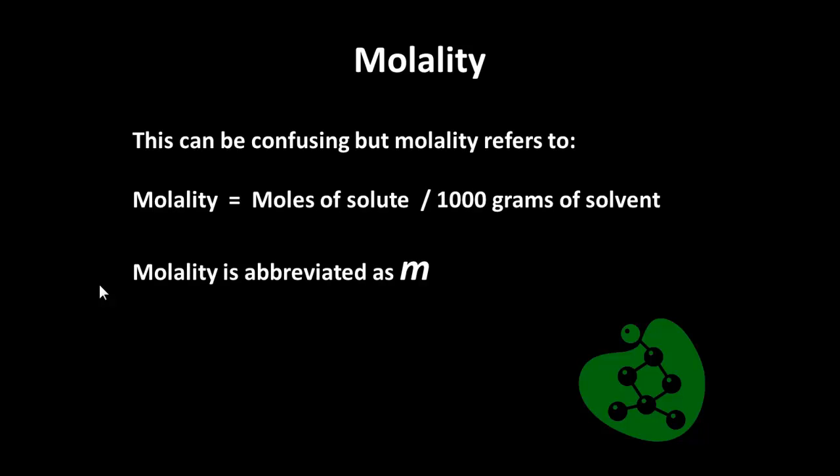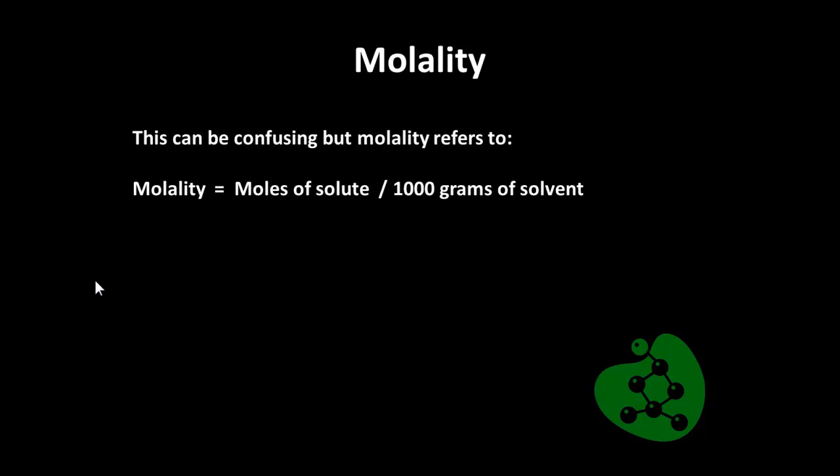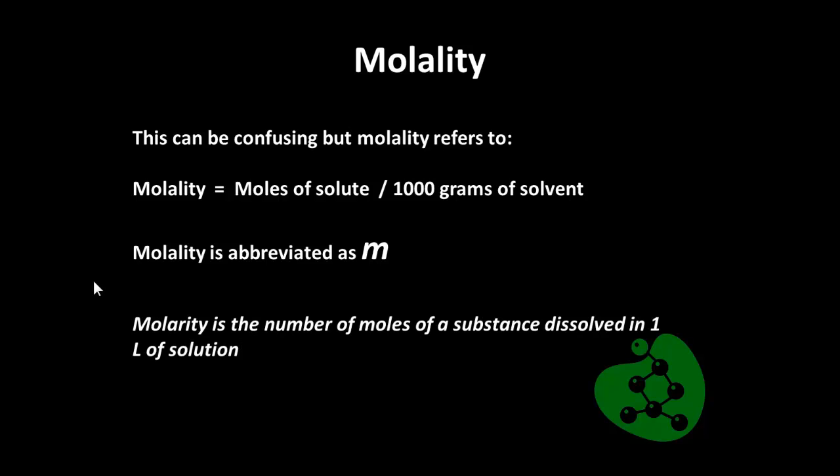Right, so molality then is slightly different. Remember, the first one I referred to was molarity, but molality is the moles of solute in 1,000 grams of solvent. So it's the amount in a certain mass, and it's usually referred to with a small m. So it can be a bit confusing. But molality then is the moles of solute per 1,000 grams, whereas molarity is the number of moles in 1 litre of solution.